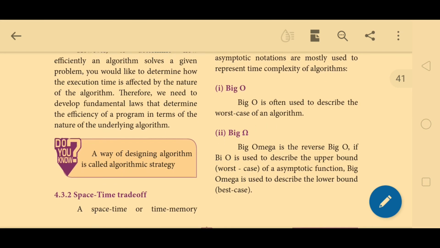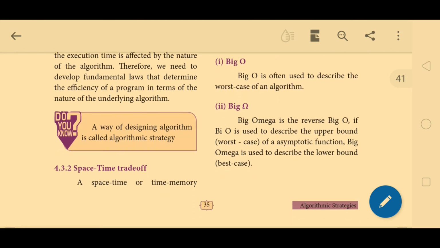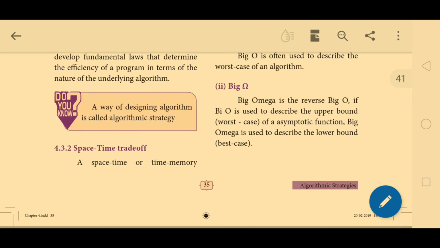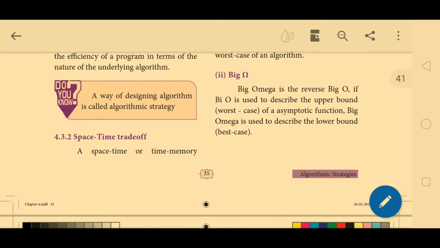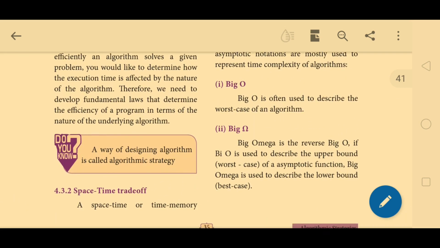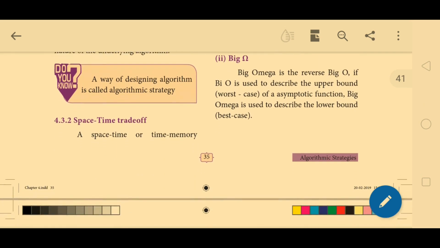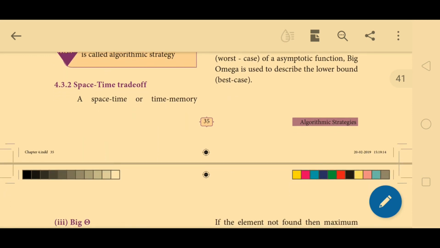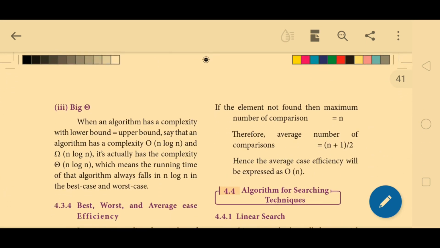Big omega. Big omega is the reverse of Big O. Big O is used for the worst case of an algorithm. Big omega is the reverse of the big O. Here big omega is used to describe the lower bound, that is the best case of the algorithm.